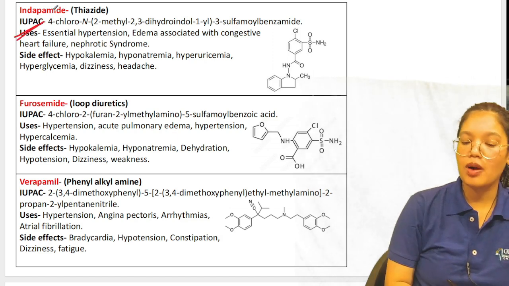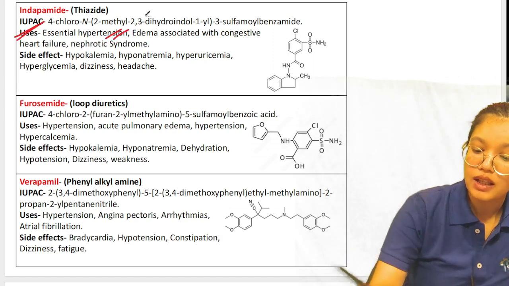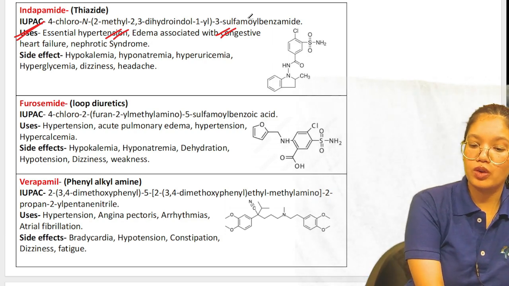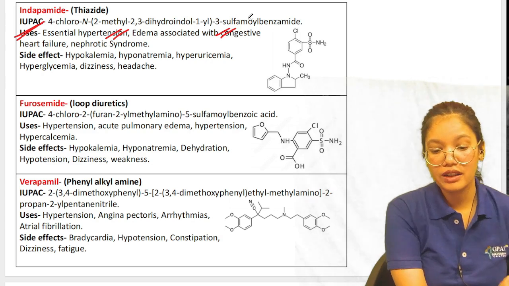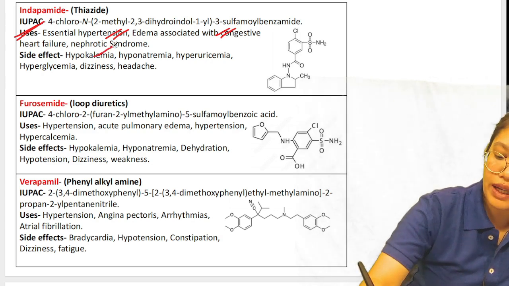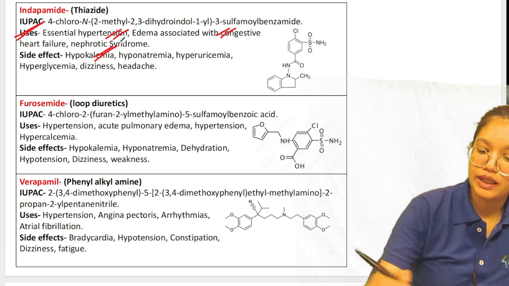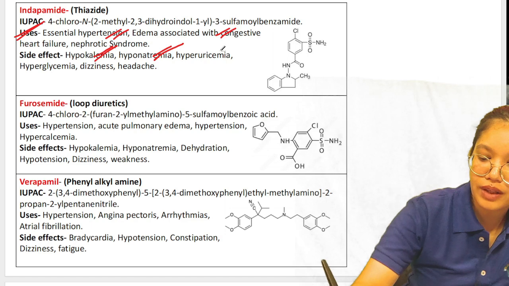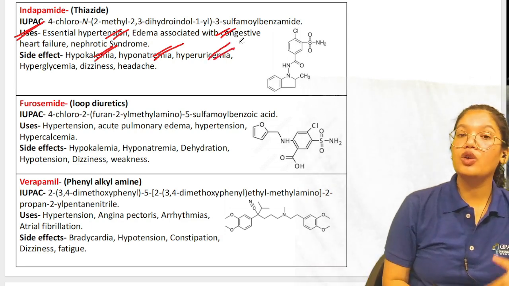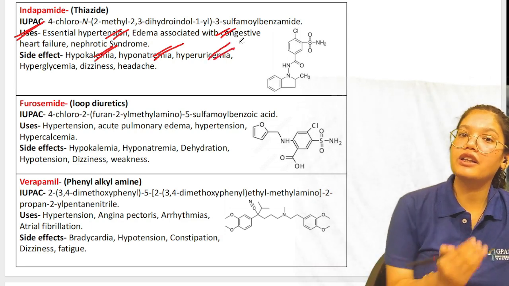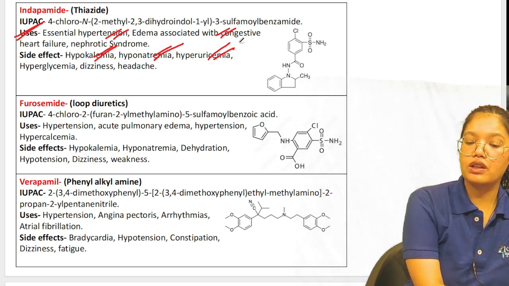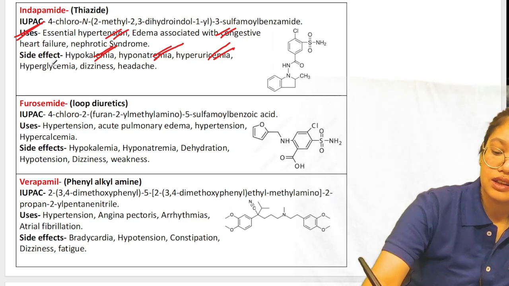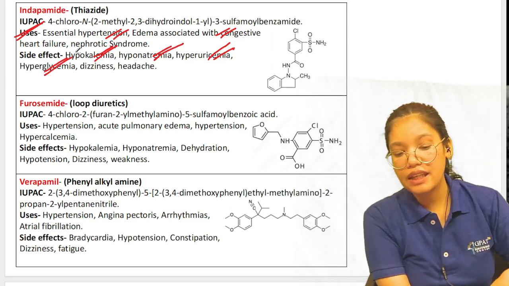Then uses: it is used in essential hypertension, and edema associated with congestive heart failure and nephrotic syndrome. Okay, for all that we can use indapamide. Then the side effects: hypokalemia, hyponatremia, a decrease in the level of sodium. Then hyperuricemia, the uric acid can be increased. Due to that there can be a condition of gout. Okay, so they can cause gout as they are increasing the uric acid level. Then hyperglycemia, dizziness and headache.